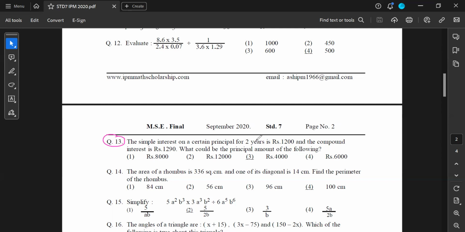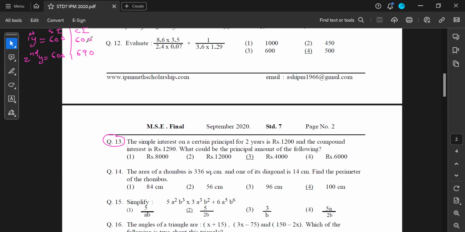So, my dear children, now they have said for 2 years, the simple interest is 1,200, which means let me consider for 1 year. For 1 year, the simple interest is how much? 600. है ना? So, for the first year, the simple interest and compound interest both are 600. I hope you know that. Now, in the second year, the simple interest will remain 600 only, but the compound interest has increased. So, how do you find the compound interest for the second year? 1290 minus 600. You will get the second year's interest to be 690.